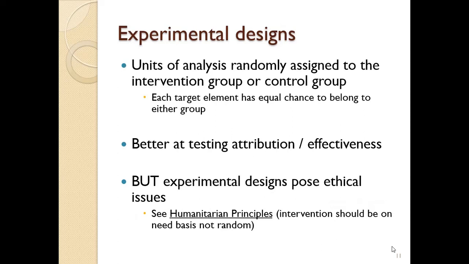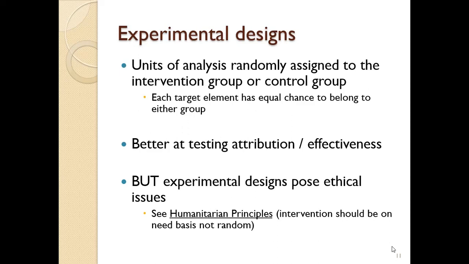Then you have experimental designs, whereby the units of analysis are randomly assigned, and each target element has equal chances to belong to either group, the intervention group or the control group. They are better at testing attribution compared to others, because it would be difficult to test attribution when using non-experimental designs. Here you can say the intervention group received the intervention and the control group did not, and therefore you can ascertain that the changes you identify in the intervention group can surely be attributed to that particular intervention.